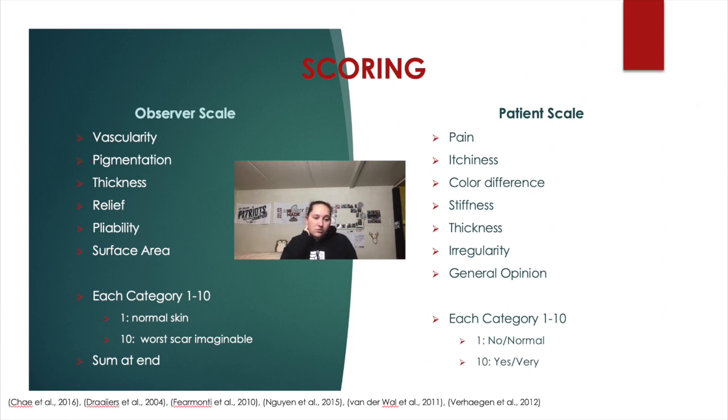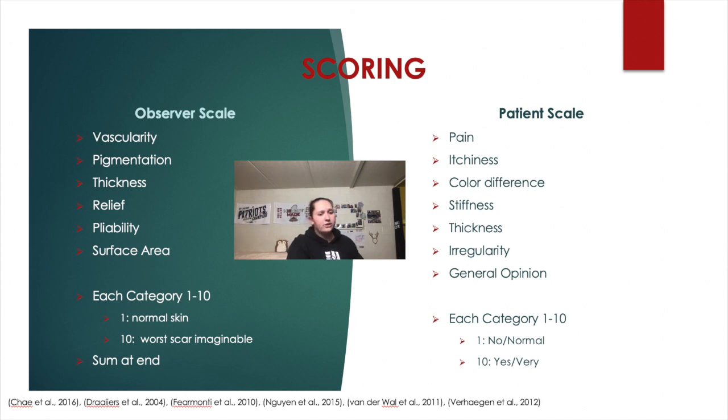This assessment consists of 2 numerical scales, one for the observer, one for the patient, and you compare all categories to normal skin on a comparable anatomic location. So if it's your left forearm that has the scar on it, you would compare it to the normal skin on the right arm. Then the results from both sections are summed together, as well as overall judgments that are made. And again, you'll see what I mean by that.